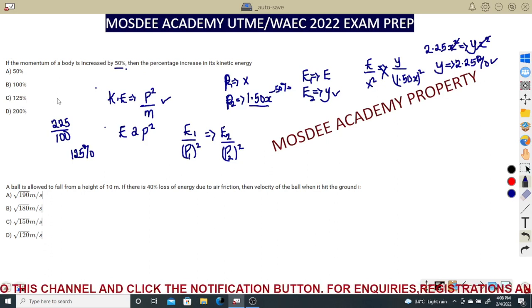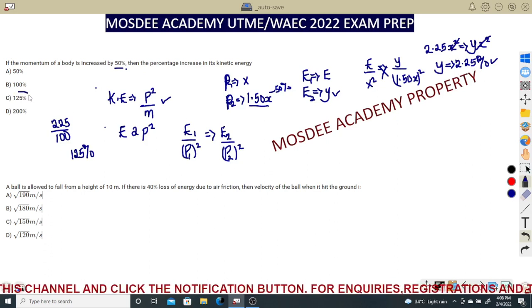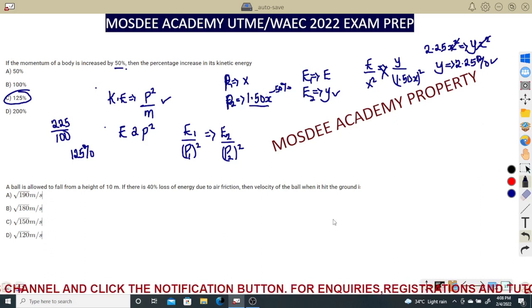Because if you add 125 plus 100, like from the method I've explained to you, the new value is 2.25, so that means it has increased by 125%. From what I've just explained, I hope students understand that. These are simple ways in which you can solve questions so that you won't have issues.